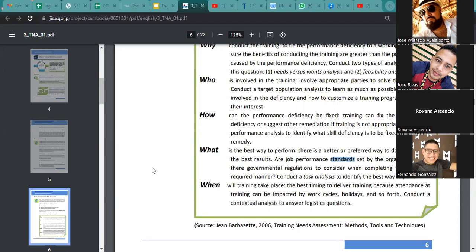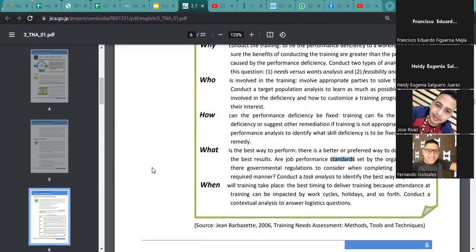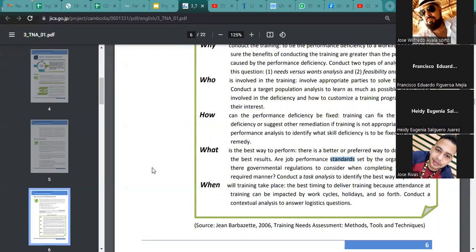Well, let me see. Well, I imagine that paragraph is talking about when the employees apply the trainings when they are developing a specific task in their work. And maybe that's why the training takes place, because when you are receiving a training, it's totally different from the time when you need to apply the knowledge about the trainings.